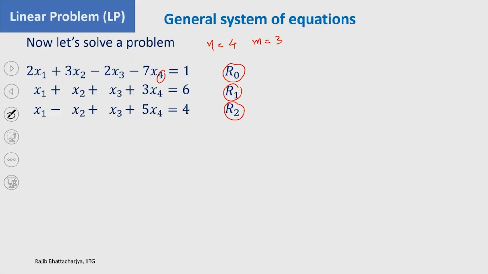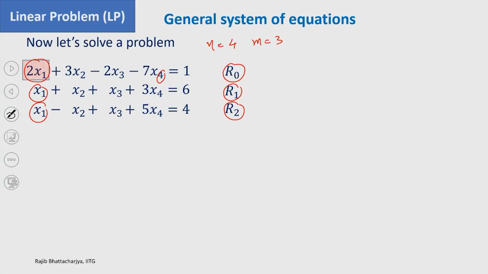Now, how to solve this particular problem? I will apply row operations, and I would like to make the coefficient of this particular variable 1, and then make it 0 in the other equations. That is by using row operations. So, what I have to do here? For the R 0 row, if I divide this row by 2, then the coefficient of x 1 will be 1.